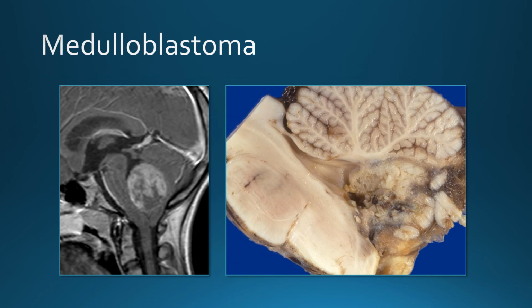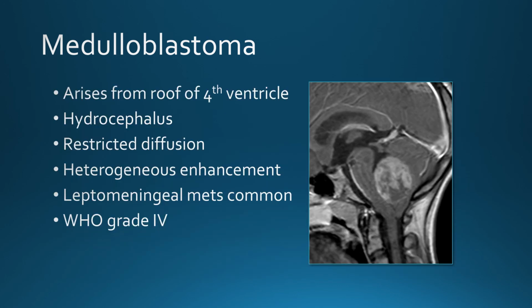You can see on the gross section, the lesion here arising from the roof of the fourth ventricle, in this case the inferior medullary velum. So these tumors grow into the fourth ventricle and usually present with hydrocephalus. They have restricted diffusion, heterogeneous enhancement. Leptomeningeal metastases is very common, and these are WHO grade 4.